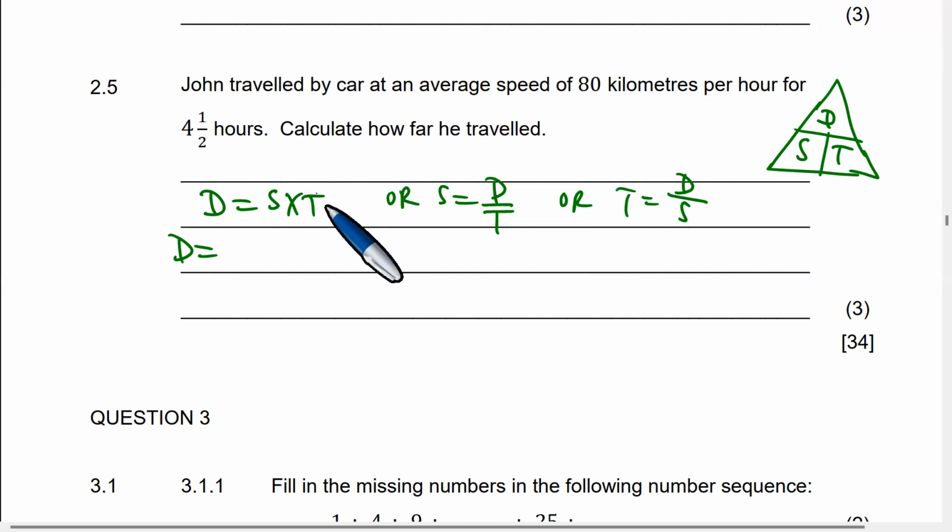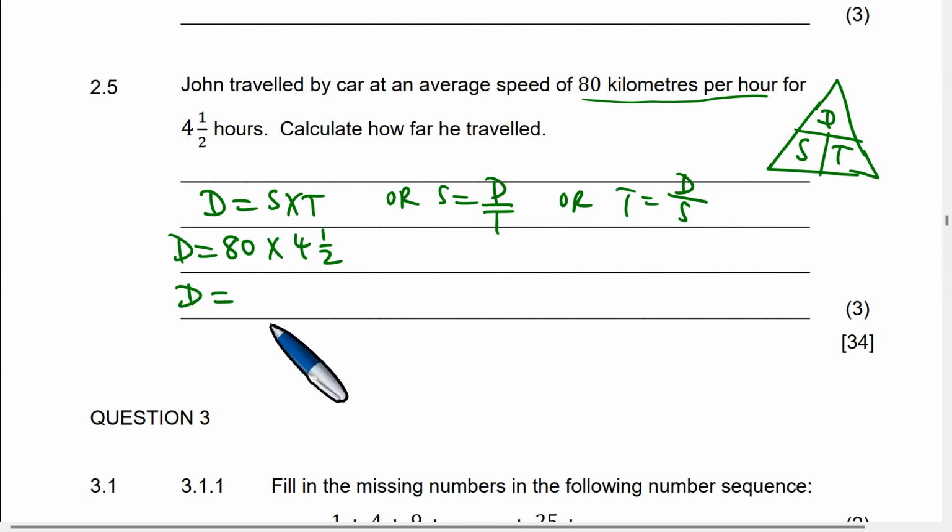So distance: what is the speed times time? John traveled by car at an average speed of 80 kilometers per hour. So that is the speed. The speed is 80. And then the time is 4.5 hours. So what is the distance here? The distance is actually 80 multiplied by 4.5. 4.5 is 4 times 2 plus 1. What is 4 times 2? It's 8 plus 1, 9 over 2.